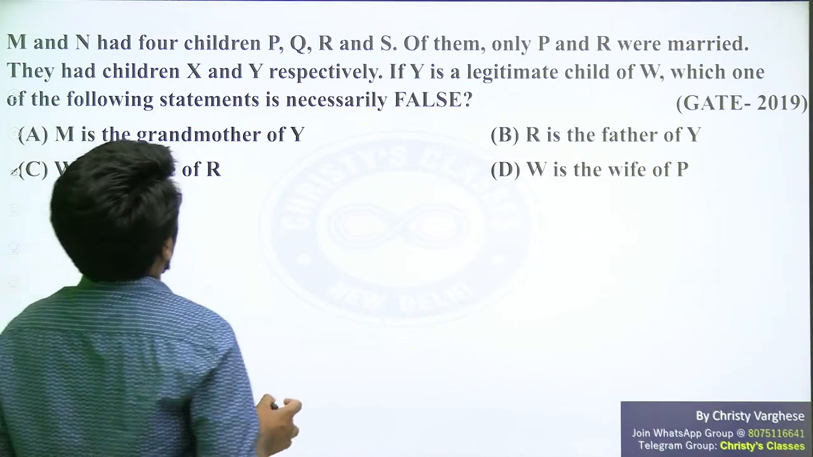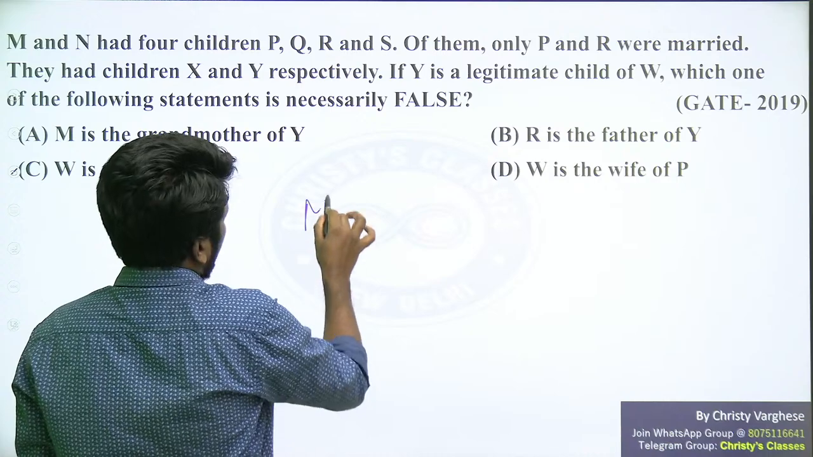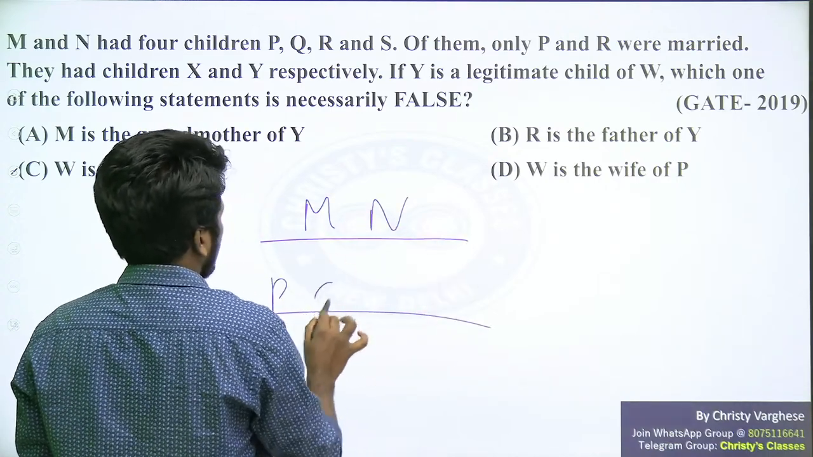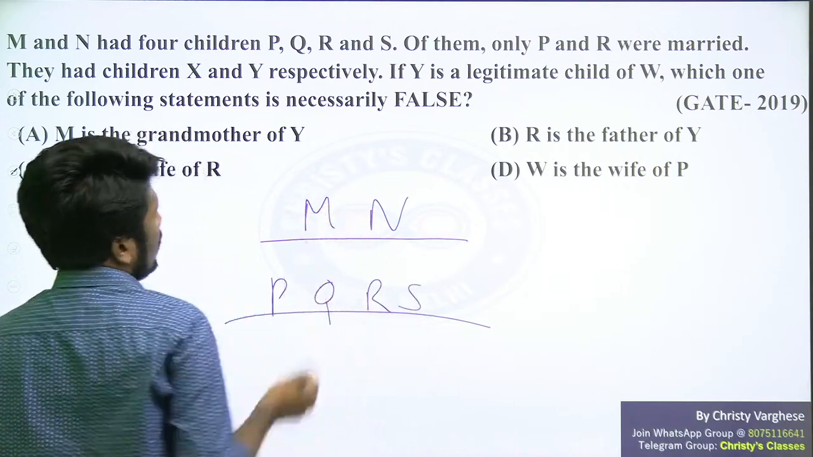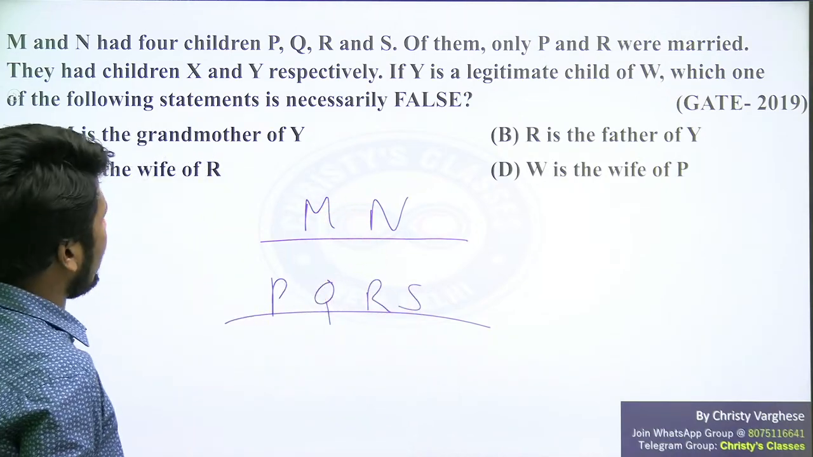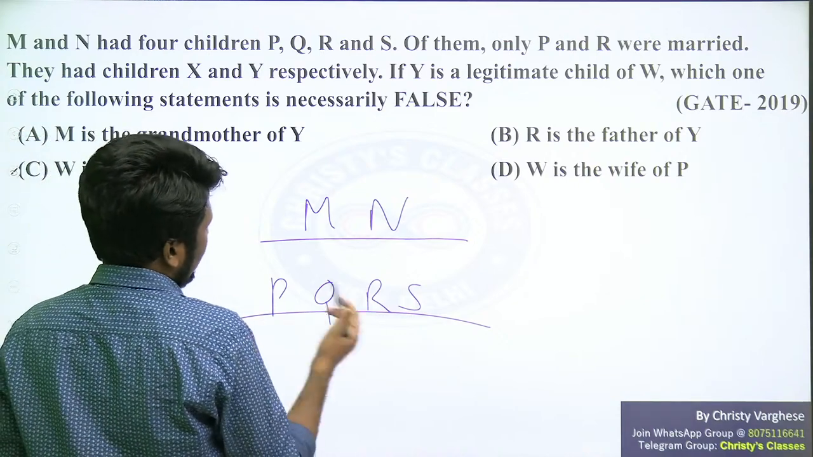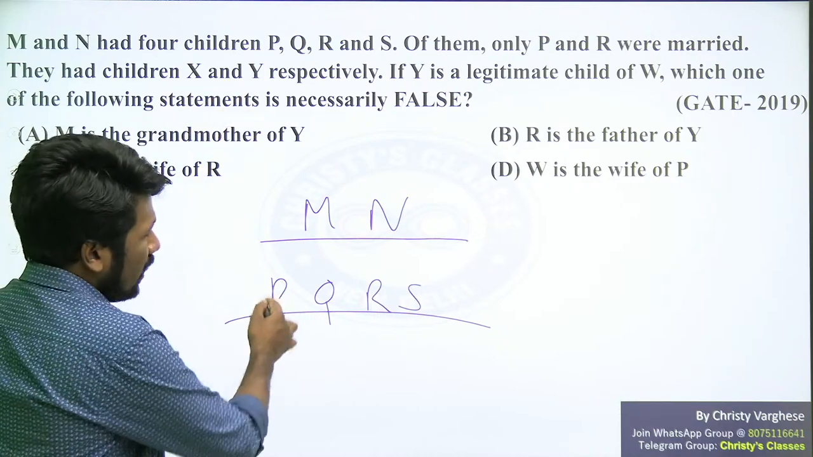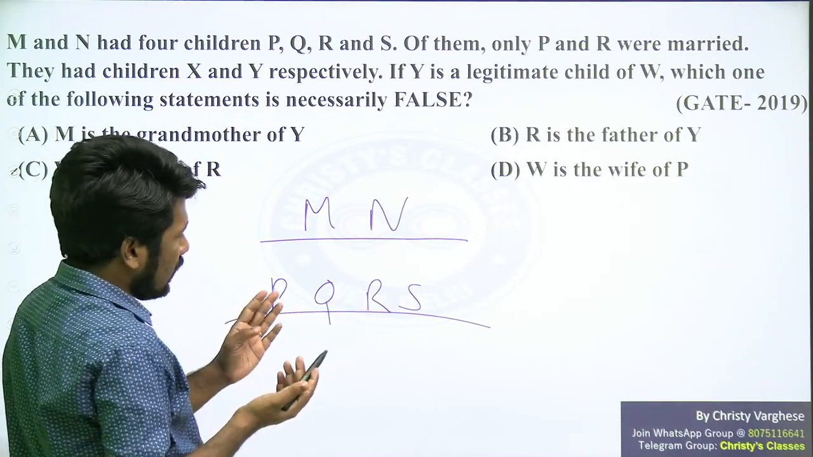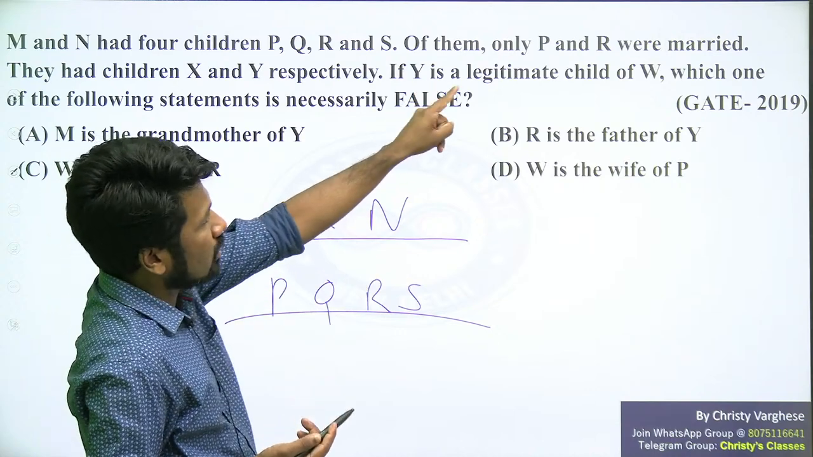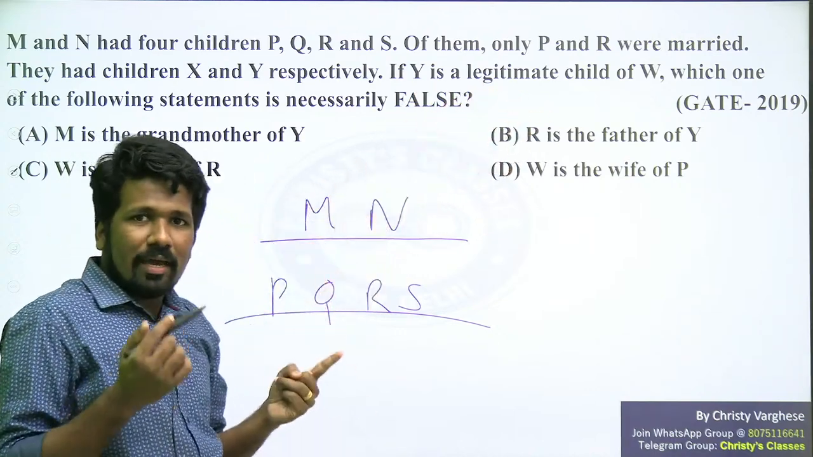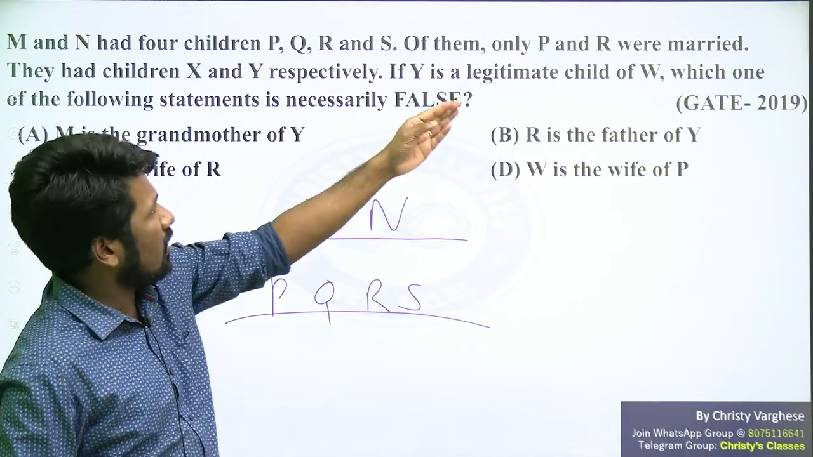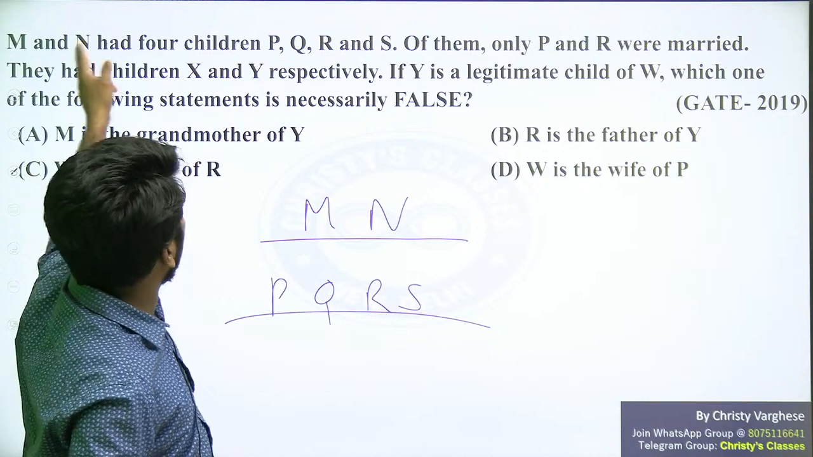M and N had 4 children, P, Q, R, S. So M and N are the parents. We don't know their gender, so I'm not denoting circle or square. P, Q, R, S are their children. Only P and R were married. P is married, R is married. To whom they are married, we don't know. They had children X and Y respectively. P and R are siblings, the children of M and N. P and R were married does not mean they are married to each other. No. They are married to someone else. That's the meaning.